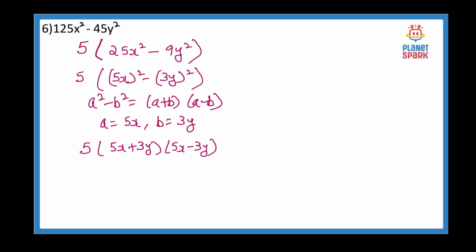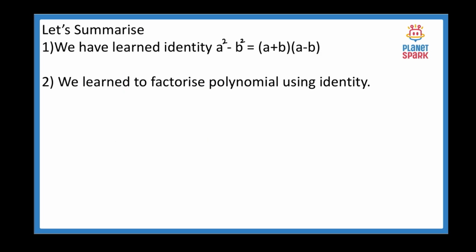This is a very important identity which you are going to use even till class 10th. So in today's video, we have used the identity a square minus b square is equal to a plus b into a minus b to factorize the polynomials.